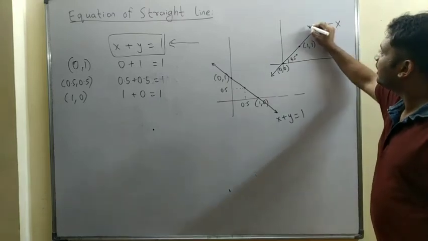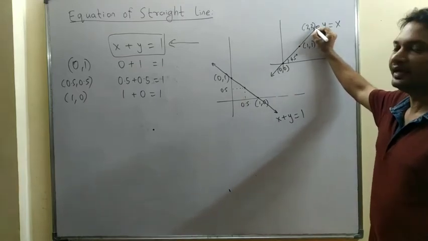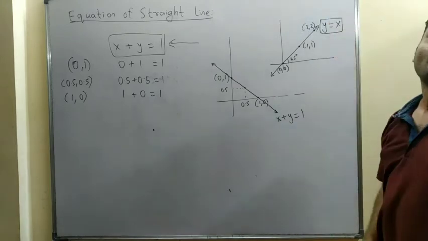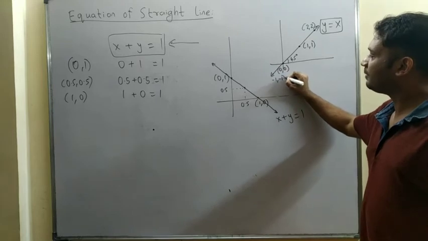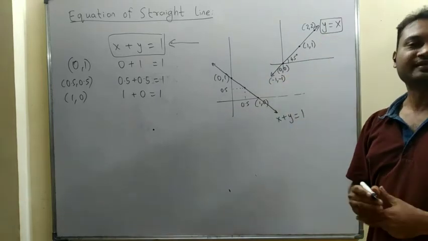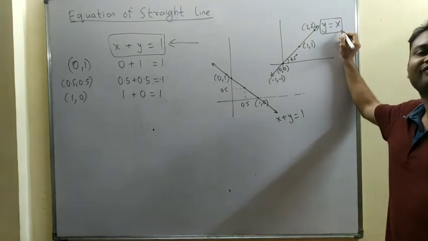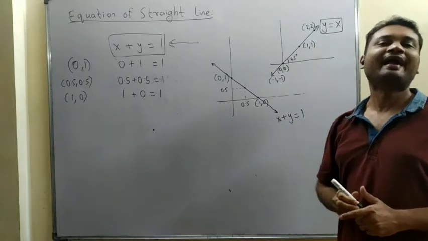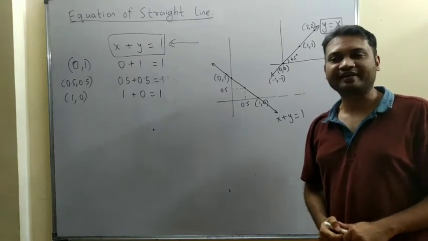Another point, let us say (2, 2), x and y both are equal. The x coordinate and y coordinate are equal. So it satisfies the equation y is equal to x. Similarly, another point, let us say (-1, -1), satisfies this equation of line. So we can say y is equal to x is an equation of a line which is satisfied by all the points lying on that line. So this is the meaning of equation of a straight line.